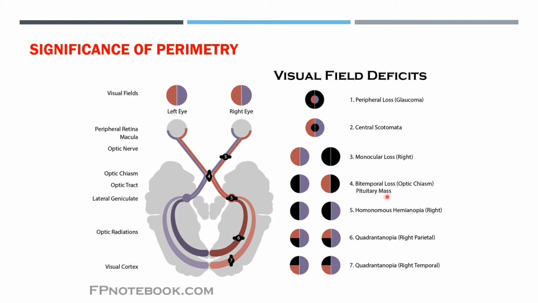If there is a pituitary tumor, the pituitary gland is usually located below the optic chiasm in the sella turcica. So when there is a pituitary tumor, it will press the central portion of the optic chiasm, and then the person will have bitemporal hemianopia. Bitemporal means the temporal fields of both eyes will be damaged.